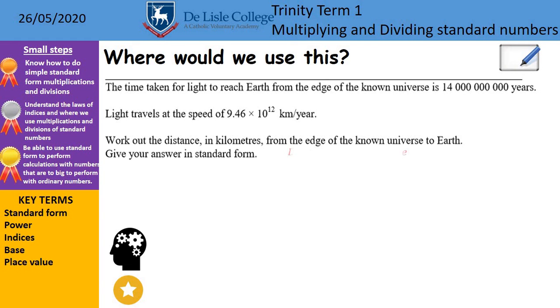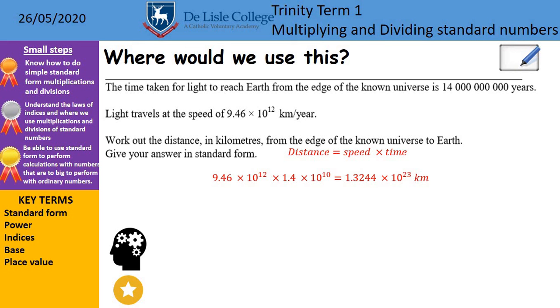Welcome back. So we know that distance is speed times time. If we take the two numbers and multiply them, we get 1.3244 times 10 to the 23. Comparing that to our previous numbers, what do we know? That the distance is 1 followed by approximately 23 zeros, which is rather a long thing.